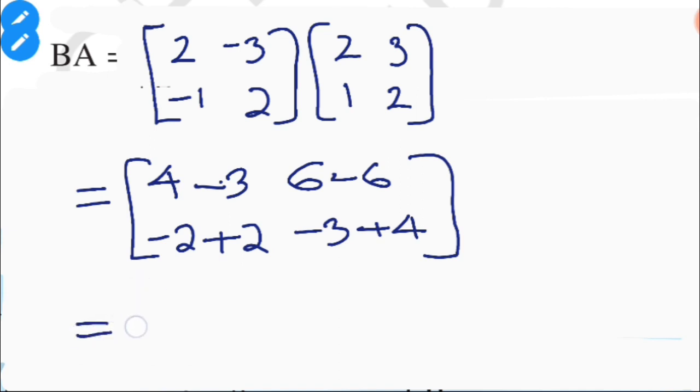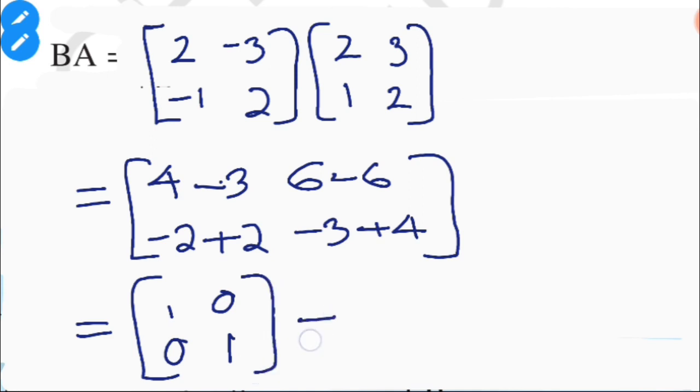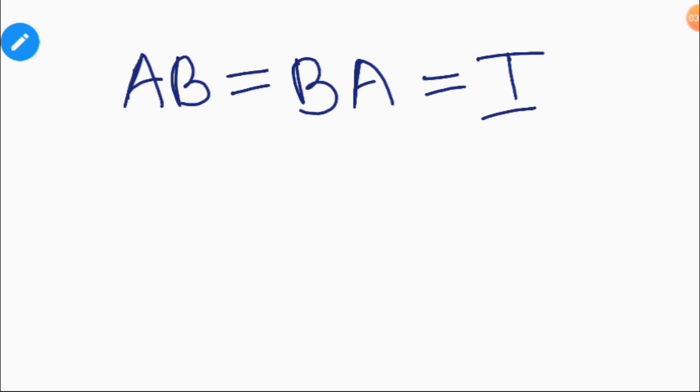That's equal to 4 minus 3, which is 1. 6 minus 6 is 0. Minus 2 plus 2 is 0. Minus 3 plus 4 is 1. We got the matrix [1 0; 0 1]. This is also an identity matrix. It is I. So we got AB equal to BA equal to I. Both are identity matrices. Here in this example, AB equal to BA equal to I.